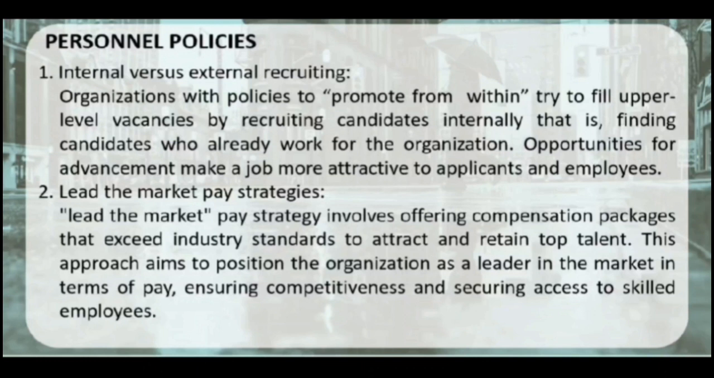Second, lead the market pay strategies. Lead the market pay strategy involves offering compensation packages that exceed industry standards to attract and retain top talent. This approach aims to position the organization as a leader in the market in terms of pay, ensuring competitiveness and securing access to skilled employees.